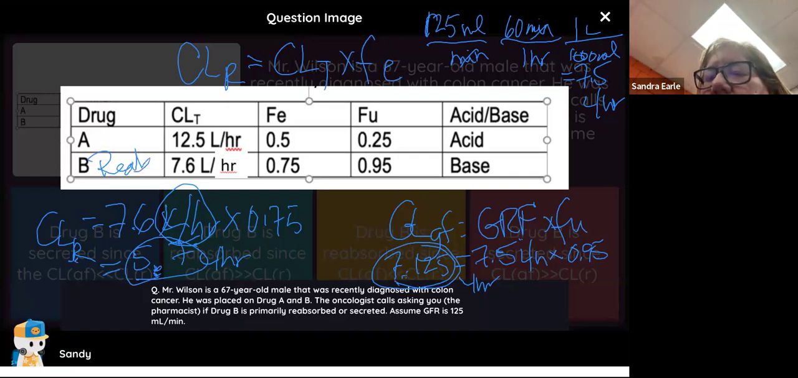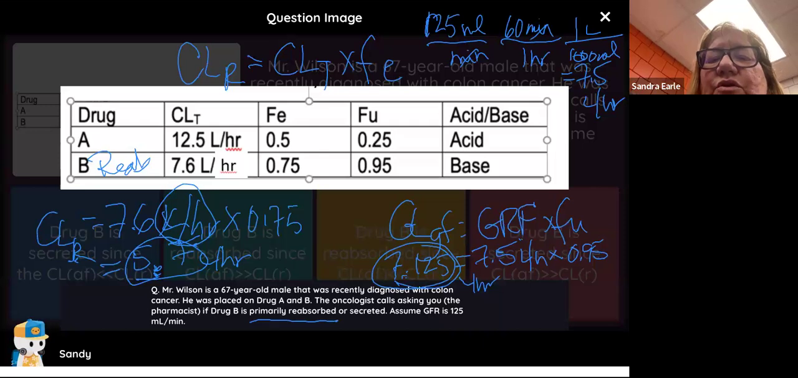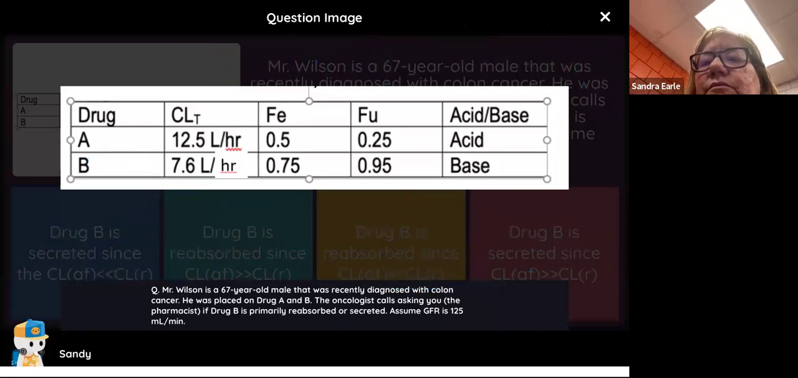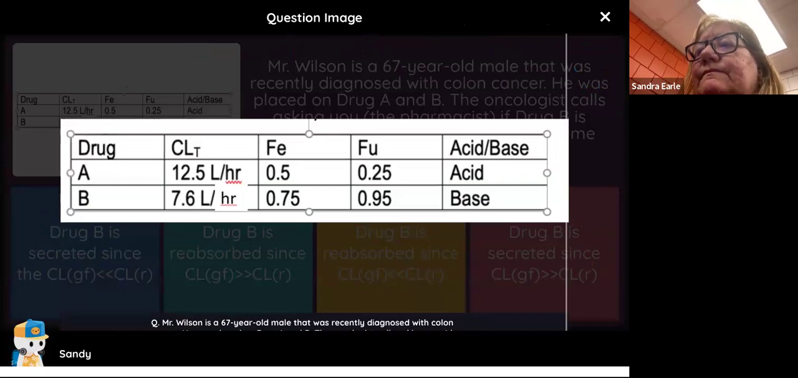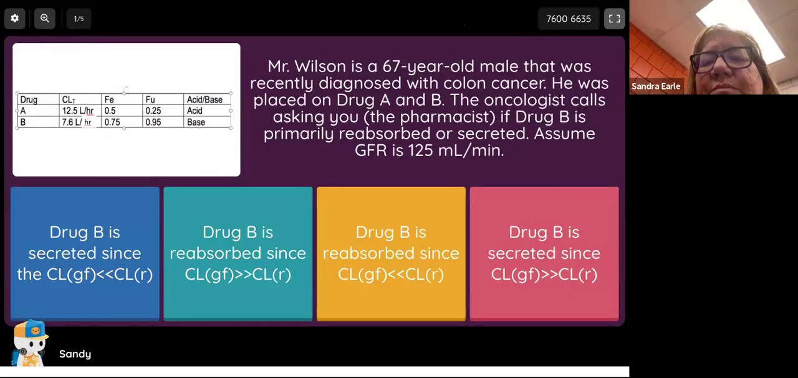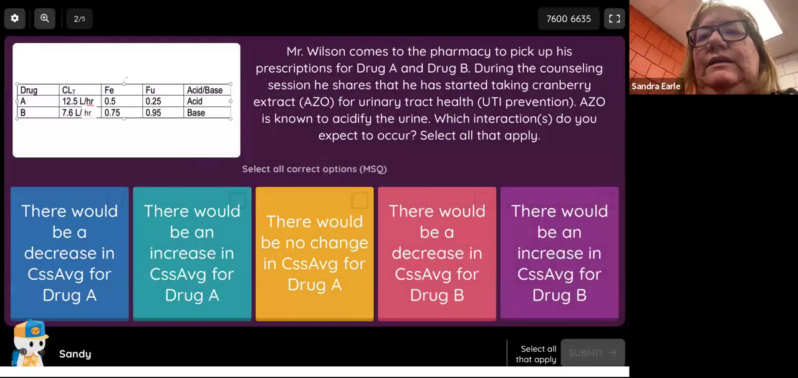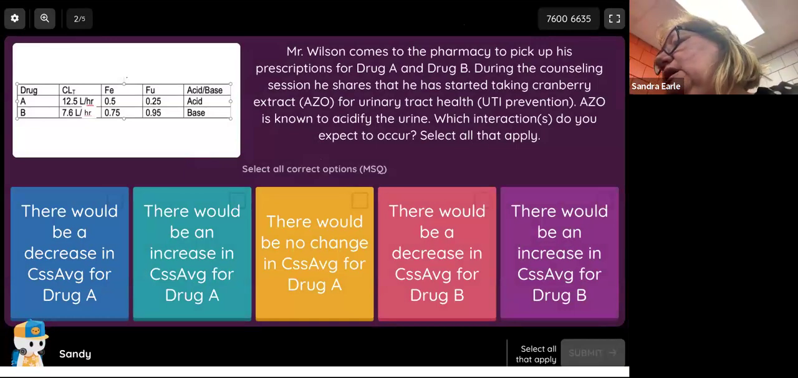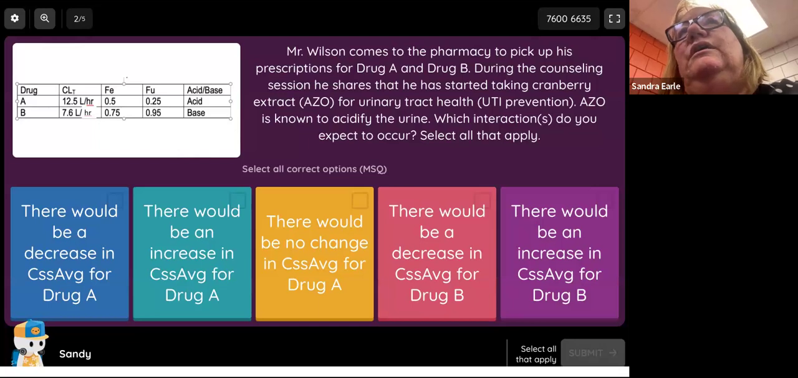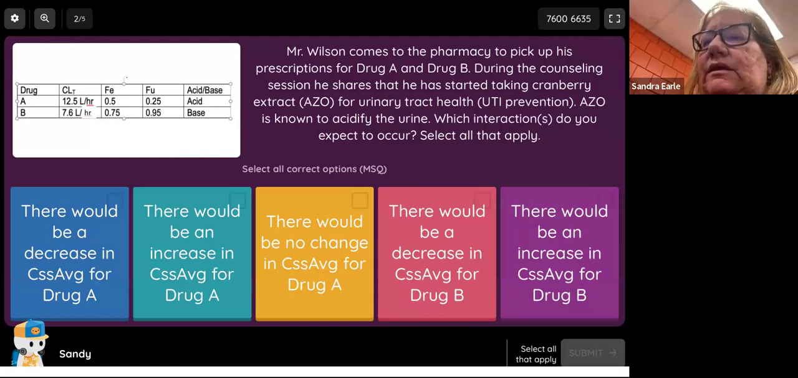So we know that this one is primarily reabsorbed. What are our choices here? Well, we know drug B is not primarily secreted. So drug B would be primarily reabsorbed, which means the glomerular filtration has to be greater than the renal clearance. All right.